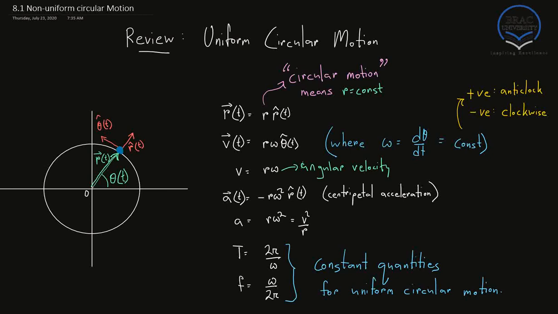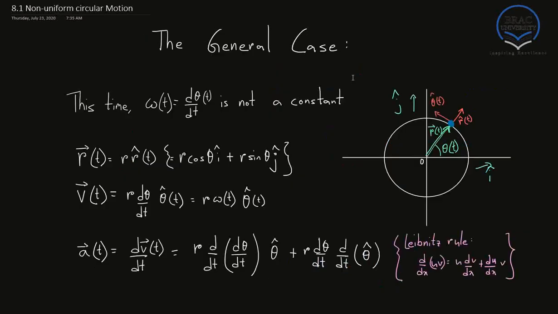Obviously this is a special case, right? So what about the general case in circular motion? You now have a particle that's moving along a circular trajectory with the center at some point. So let's take the center at the origin again. In the general case, what will happen is that the particle can speed up or slow down as it goes along this circle. But if it's circular motion, the radius is not going to change, right?